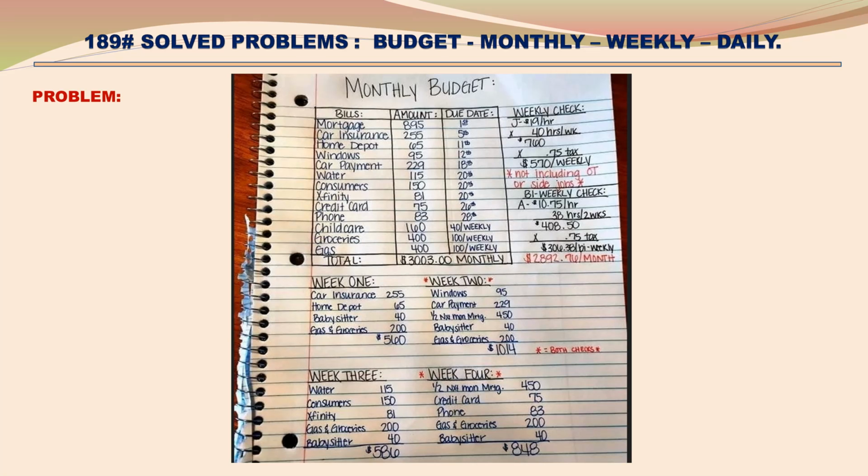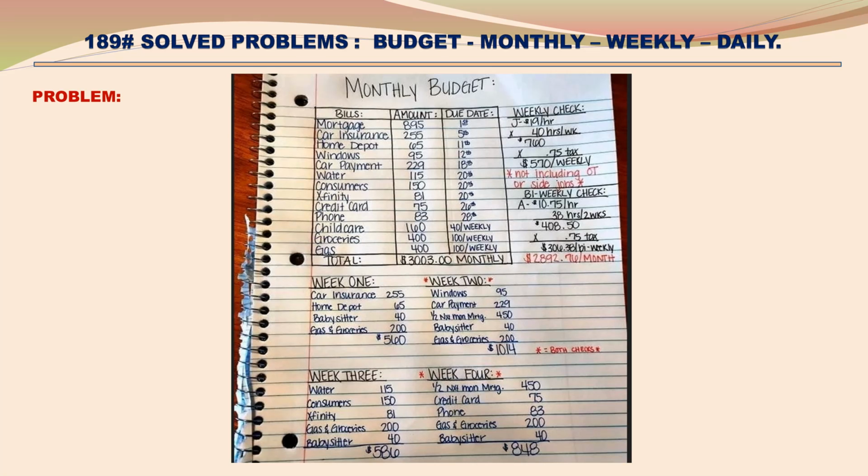Week 4: half mortgage 450, credit card 75, phone 83, gas and groceries 200, babysitter 40. Total for week 4 is 848. And income: weekly check, 19 hours at 40 per hour, total 760. Of this, after tax 570, not including OT or side income.